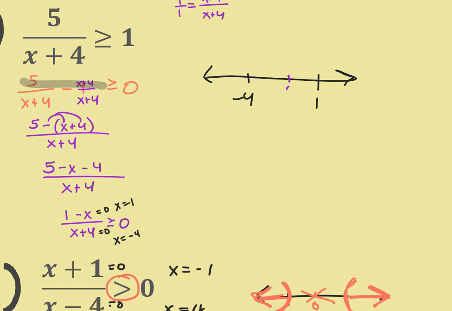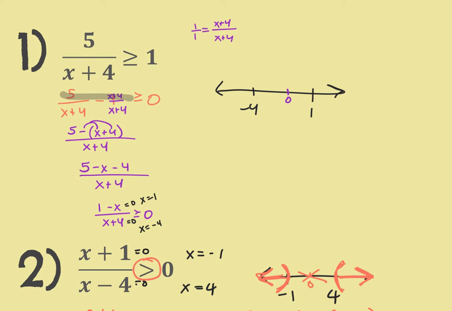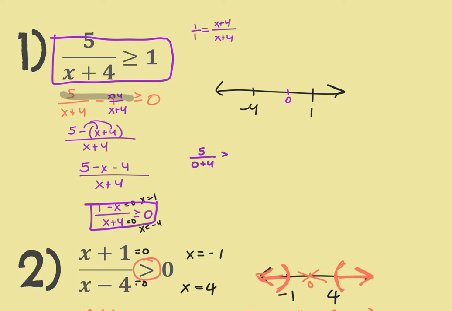0 falls in between them, so I'm going to plug that in. And you can plug this in here after you moved it, or you can plug this in here before you moved it. It doesn't matter. So if I plug it in before, I get 5 over 0 plus 4 is greater than or equal to 1, and 5/4 is greater than or equal to 1. Is that true? Yep, so I shade in between.